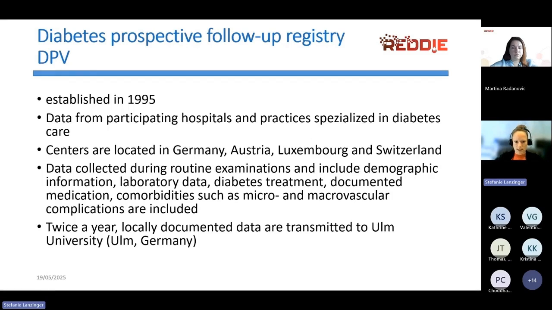So here in DPV, all information relevant to diabetes and also comorbidities are collected. Also laboratory data, treatment, medication and comorbidities are included, and data comes together from all the centers at Ulm University. So twice a year the centers transmit their data to Ulm University, where data are aggregated to an anonymized database.